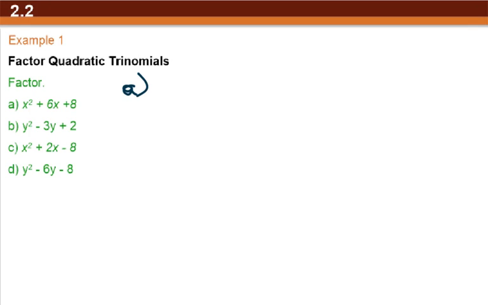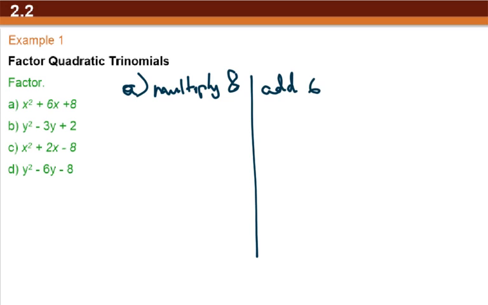What we need to do with those is find two numbers that will multiply to the 8 and that will also add to the 6. With numbers that are small like these, it should be relatively easy to find, but that won't always be the case. So we need to take a look and find a method to do this every time.